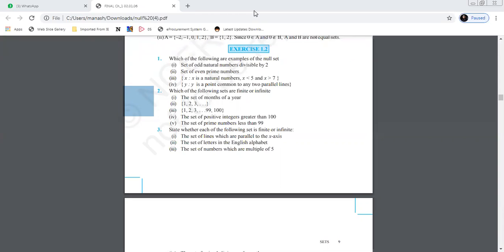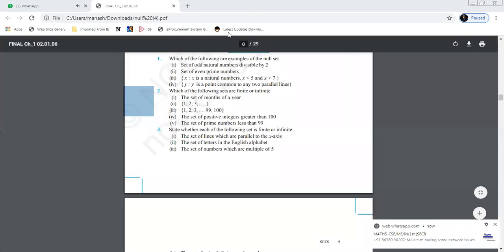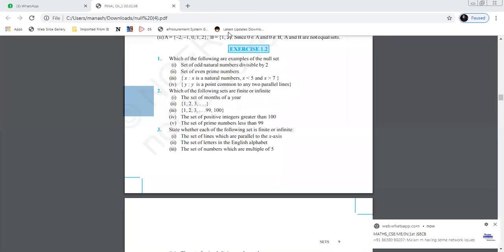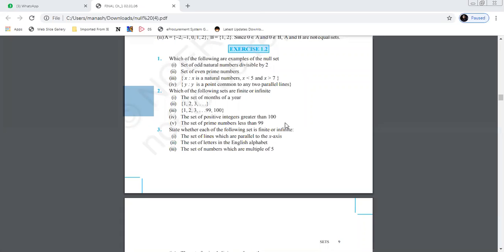Anyone? Sarango? You have to tell me now. It may be wrong also, I already told you. Sarango, tell me, is this an empty set or not? Yes, it is an empty set. Why is it an empty set? See here, y is a point common to any two parallel lines. Parallel lines mean what? Non-intersecting lines, is it or not? Parallel line means what?